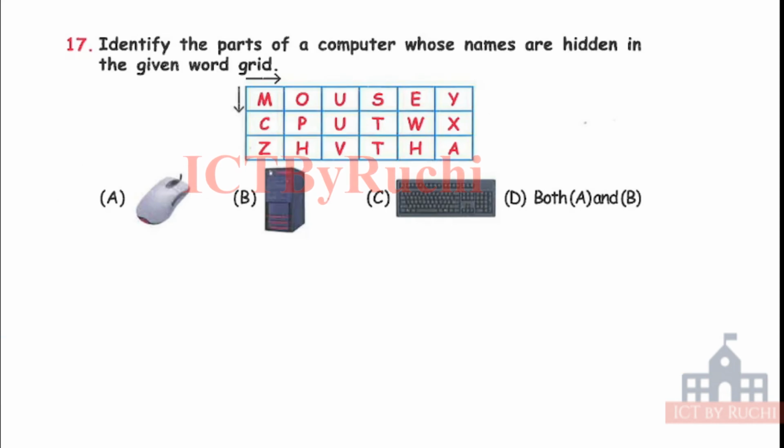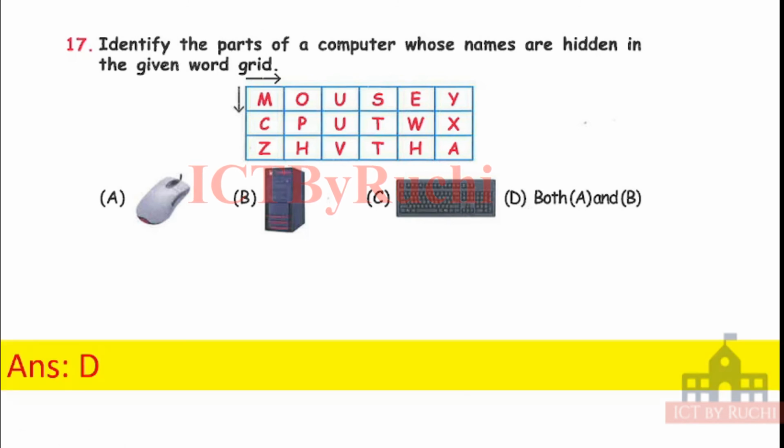17. Identify the given parts of a computer whose names are hidden in the given grid. So you can do it two ways. Firstly, you can select a word from this grid, or you can see the options. So A option is mouse. You have to find if the mouse name is in the grid or not. Second is CPU. Is the CPU in this grid or not? Third is keyboard. K is here, keyboard is here or not, or D, both A and B. So either you can solve the grid first, or you can choose from the options and then find out which will be the answer. Do this.